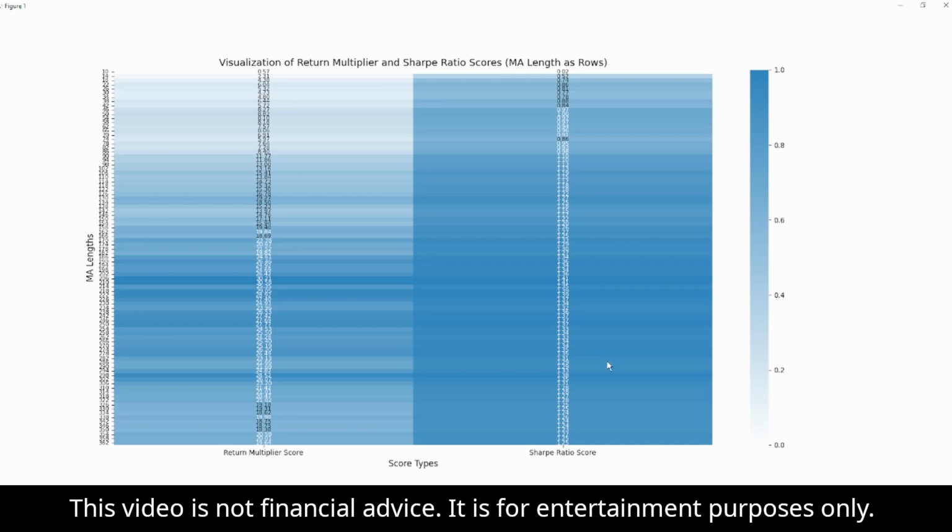So just so you know, the best 4 hourly EMA length, here in blue, was about 200. Okay, so let's remember that for the 4 hourly.